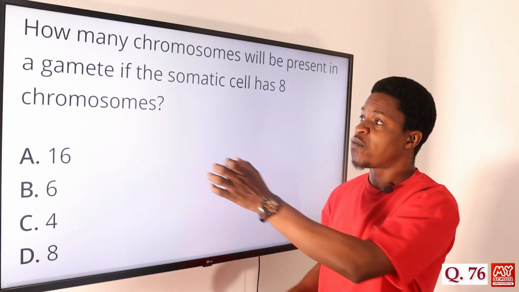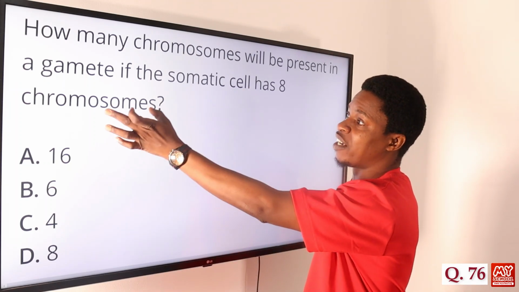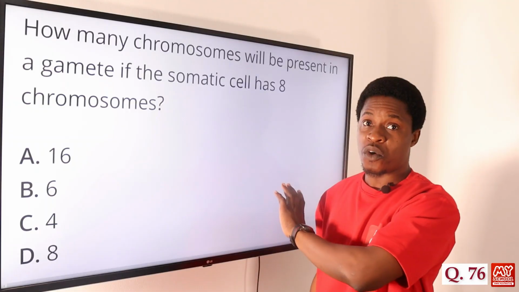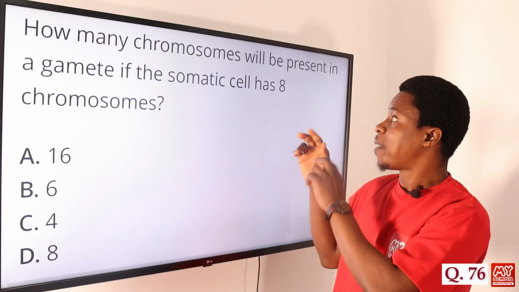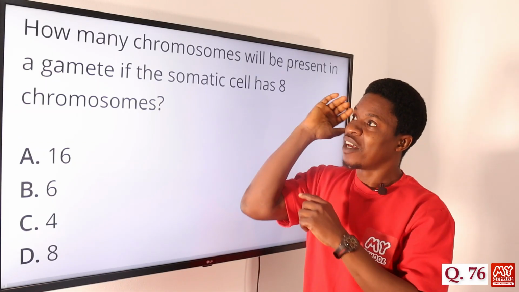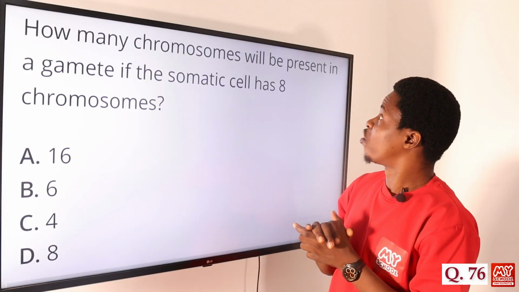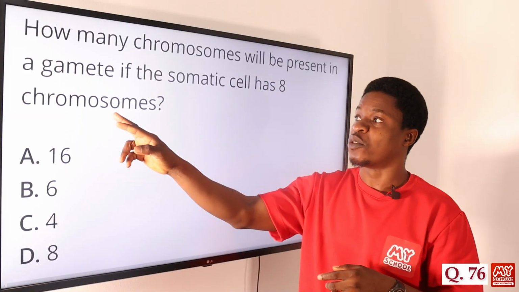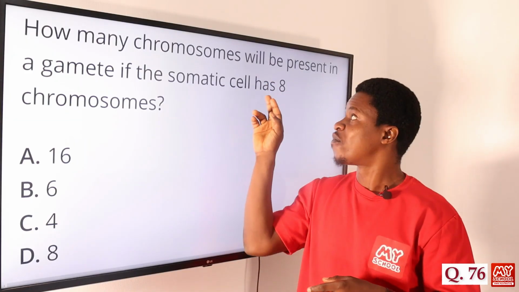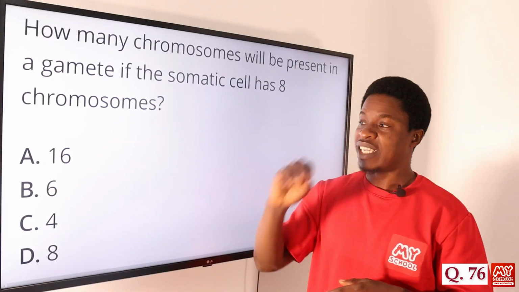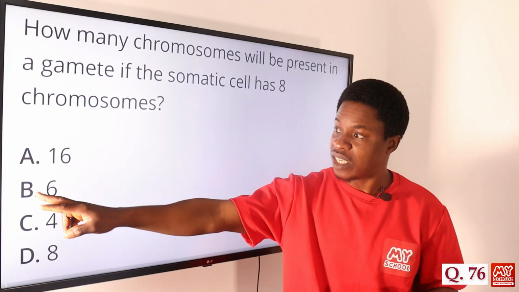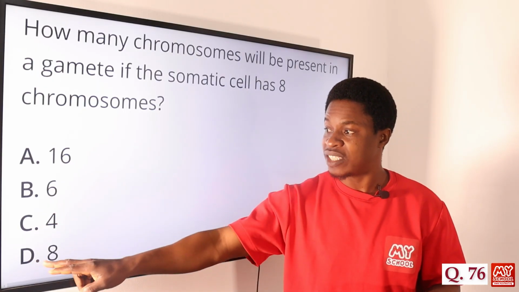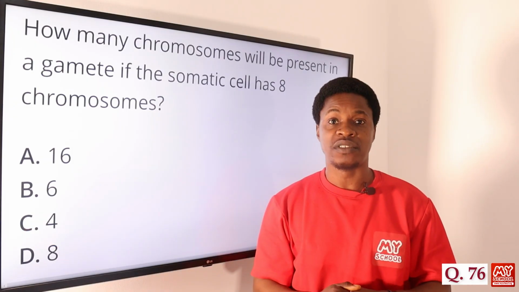So half of 8 will be 4, which means 2 times 4 gives us 8. In other words, the number of chromosomes present in the gamete if the somatic cell has 8 chromosomes will be 4, half of what the somatic cell has. Option A says 16, option B 6, option C 4, option D 8. So the correct answer is option C.